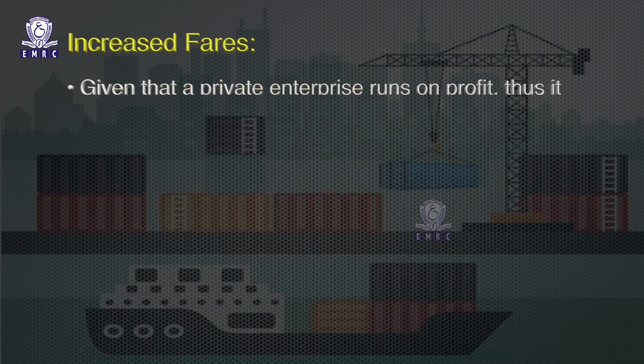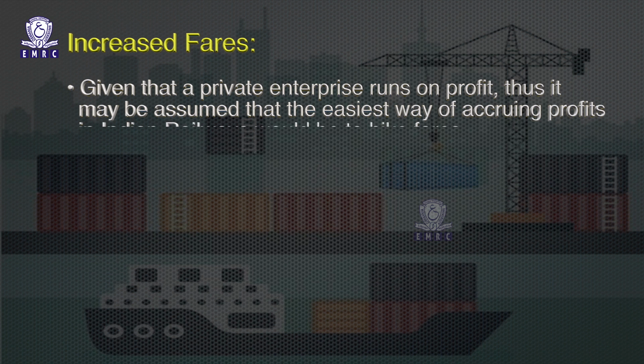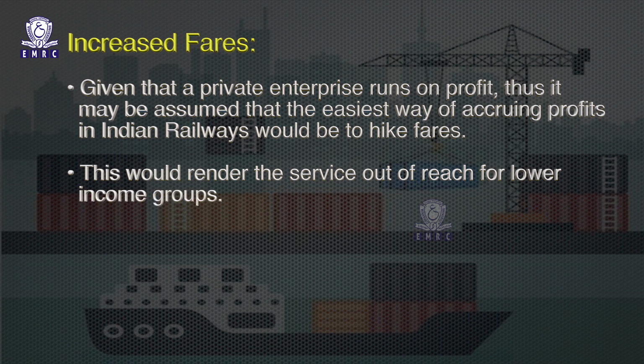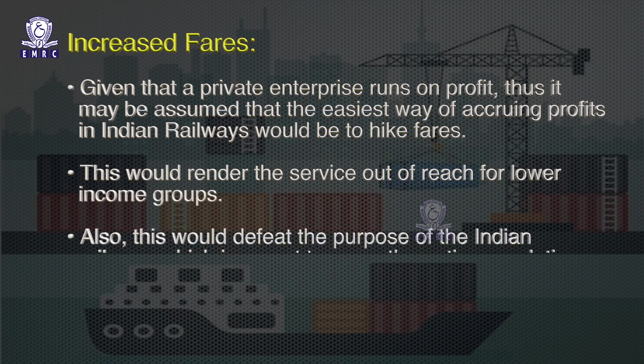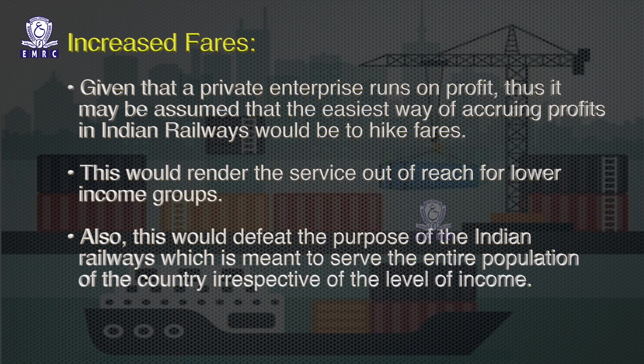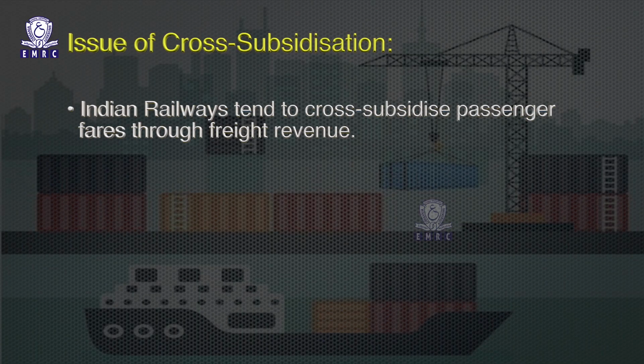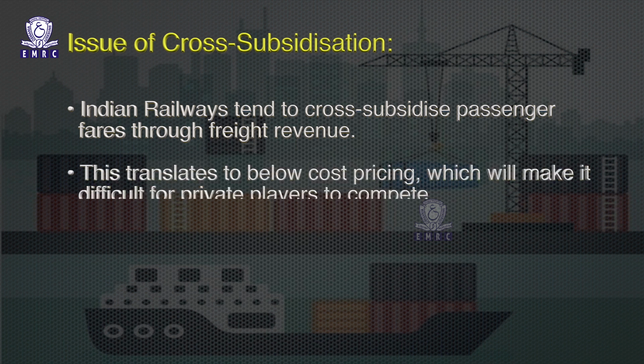The second factor is increased fares. Given that private enterprise runs on profit, it may be assumed that the easiest way of gaining profit in Indian Railways would be to hike fares. This would render the service out of reach for the lower income group. Also, this would defeat the purpose of Indian Railways, which is meant to serve the entire population of the country irrespective of the level of income. The next issue is cross subsidization. Indian Railways tends to cross subsidize passenger fares through freight revenue. This leads to below-cost pricing, which will make it difficult for private players to compete.